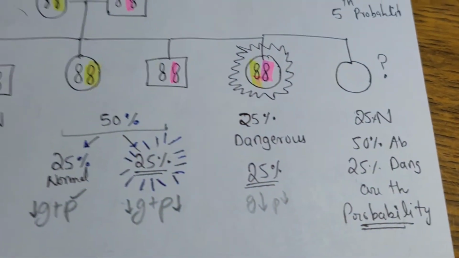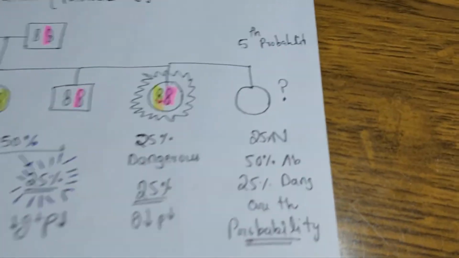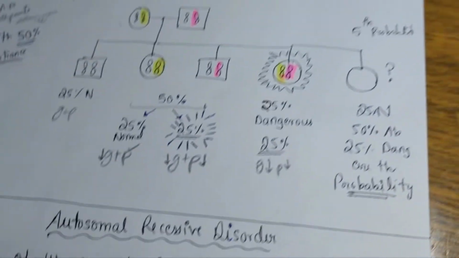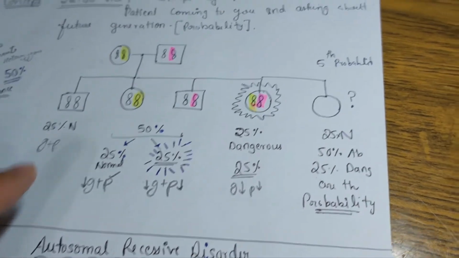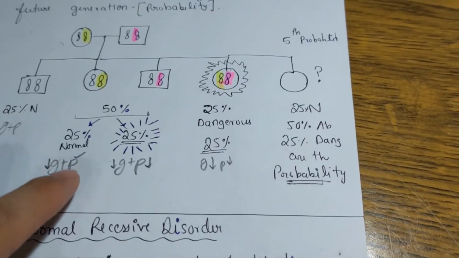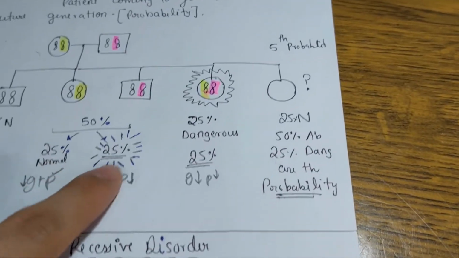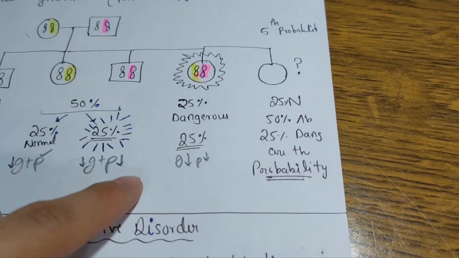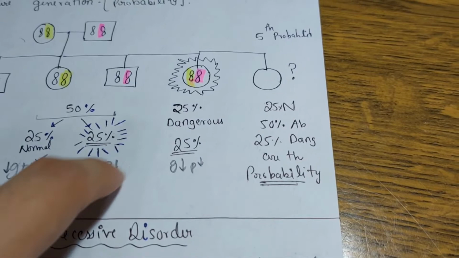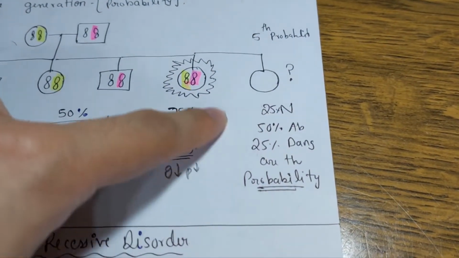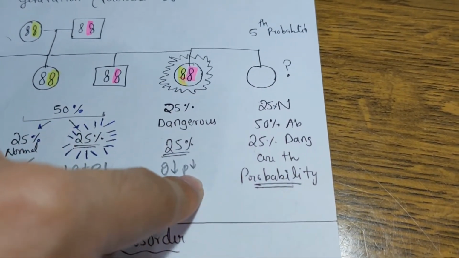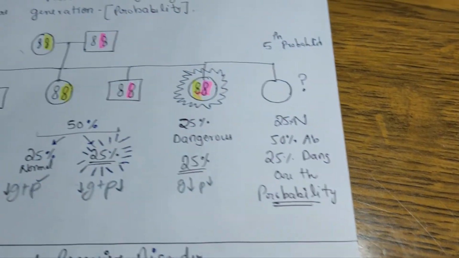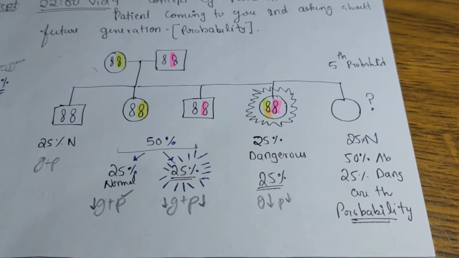So now if they ask about another child, what is the probability? We are going to say that 25% chance of having the normal kid, 50% chance of having abnormal genotype, but out of that 25% chance of having normal phenotype and 25% chance of having abnormal phenotype, whereas 25% chance of having a very dangerous combination which is going to die early or can also be aborted.